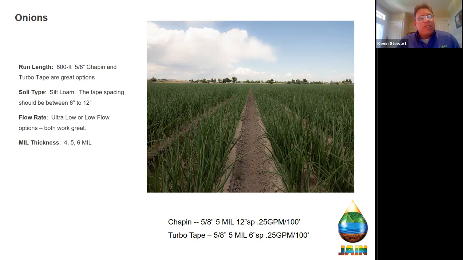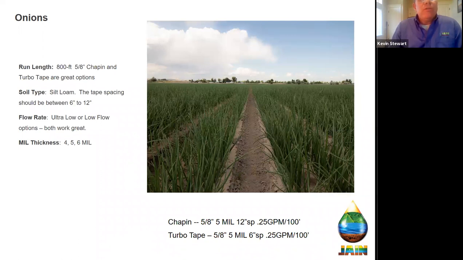You could use a 6-inch emitter spacing, you could use an 8-inch emitter spacing, or even a 12-inch. In this case, we used a 12-inch Chapin product. Either a low flow or an ultra low flow would both work really well for this crop. And I think this is a 5 mil product, but some growers might use 6 mil if they feel like the soil may have a little bit of trash in it, or it could be a little bit rougher.